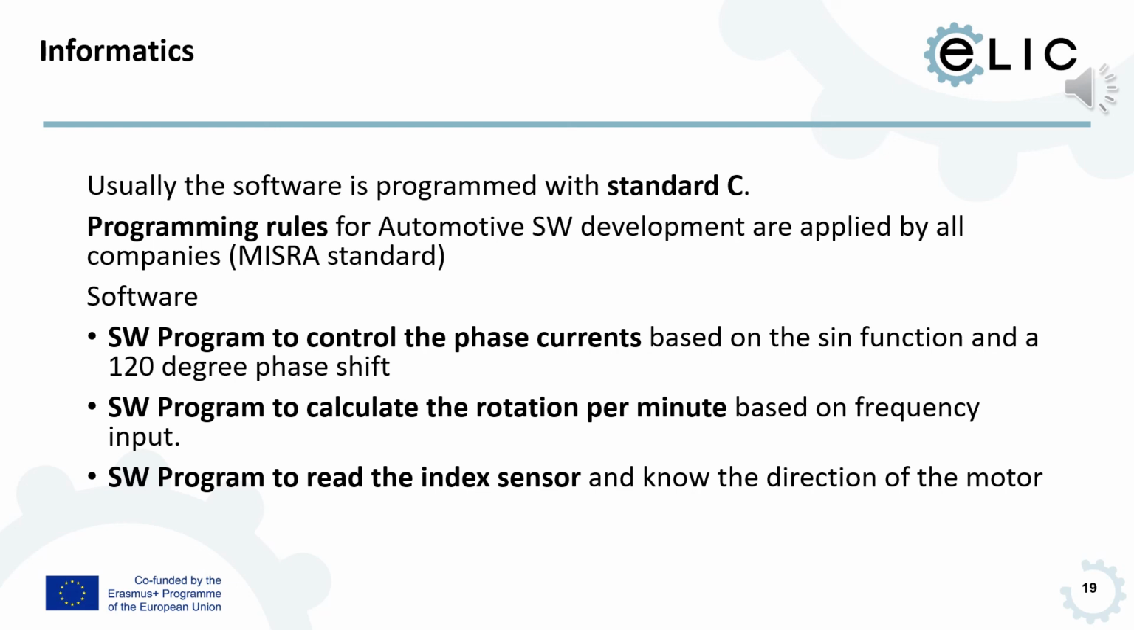So we have a software program to control the phase currents. We have a software program to calculate the rotation per minute and the angular speed. We have a software program to read the index sensor, the rotor position sensor, and all the values that come back from the sensor, which is then a feedback to the program which controls the phase currents. So we have a lot of software functions, usually programmed in C or C++, on this control unit.